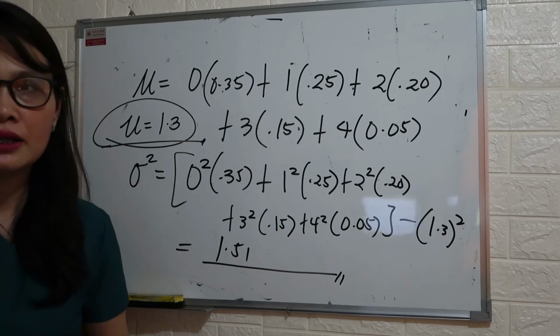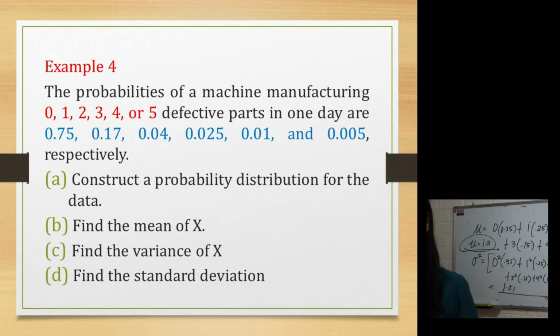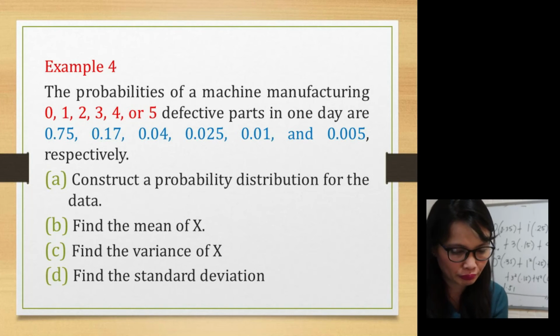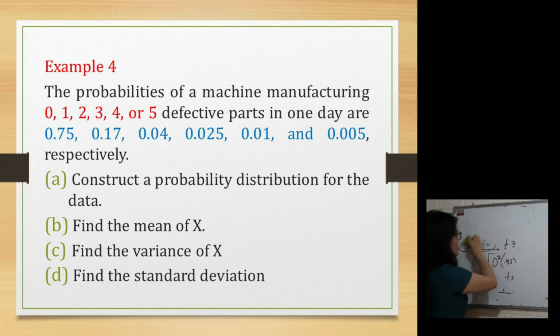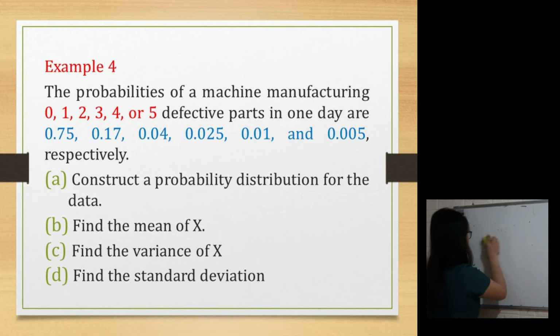Next, number 4. The probabilities of a machine manufacturing 0, 1, 2, 3, 4, 5 defective parts in one day are 0.75, 0.17, 0.04, 0.025, 0.01, and 0.005. Construct a probability distribution for the data, find the mean, find the variance, and then find the standard deviation. So how do we answer number 4? First, we need to construct a probability distribution using tabular form or table form.